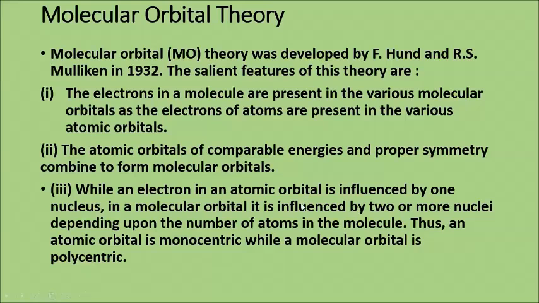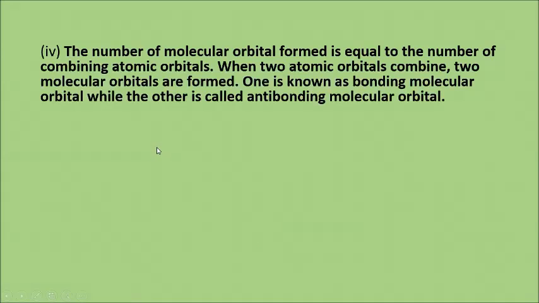While an electron in an atomic orbital is influenced by one nucleus, in a molecular orbital it will be influenced by more than two nuclei, depending upon the number of atoms in the molecule. Thus, an atomic orbital is monocentric, while a molecular orbital is polycentric. The next salient feature is: the number of molecular orbitals formed is equal to the number of combining atomic orbitals.